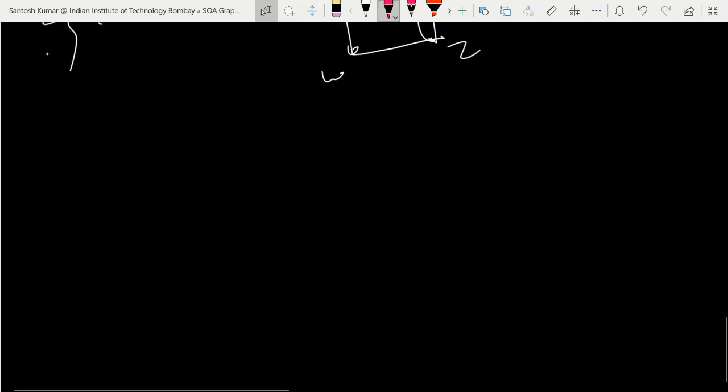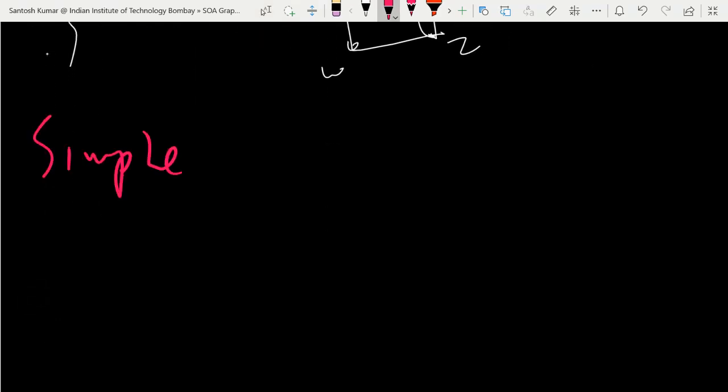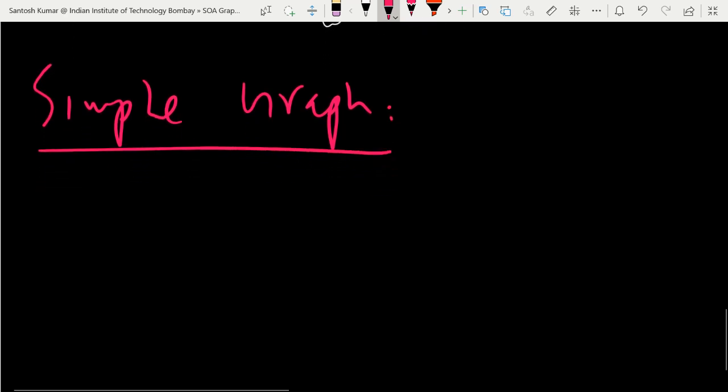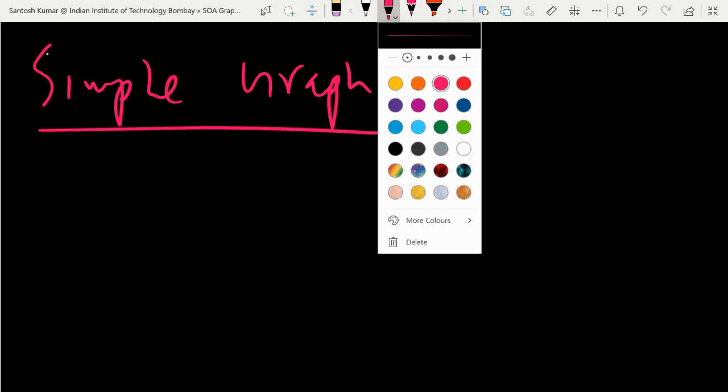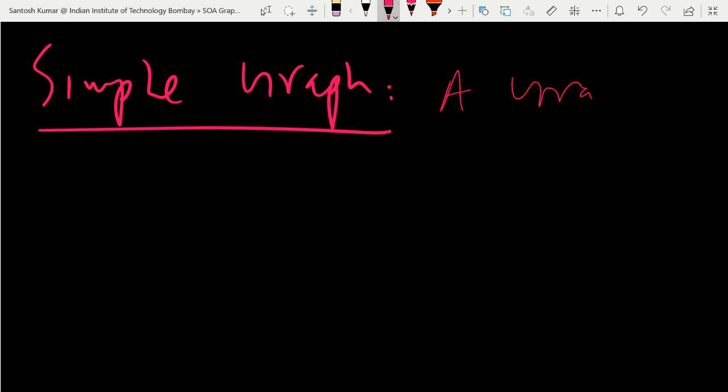Okay, so what is a simple graph? How do you define a simple graph? A graph without multiple edges and loops. Yeah, correct. So a graph without loops or multiple edges, correct. So it is a graph without loops or multiple edges.